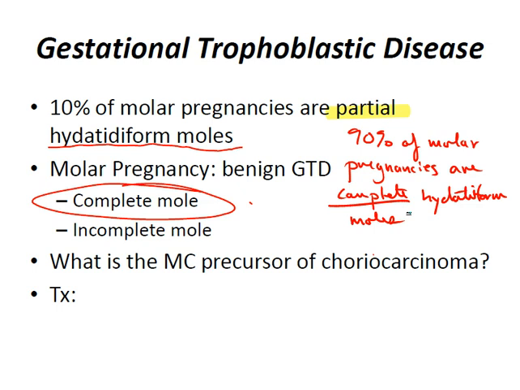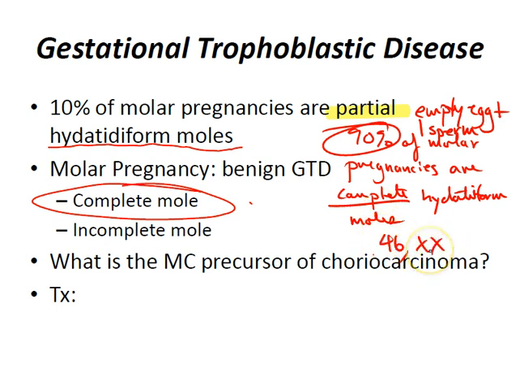90% of complete moles are the result of fertilization of an empty egg by one sperm. Now the product is 46XX, due to duplication of the haploid sperm. Now 10% of complete moles result from the fertilization of an empty egg by two sperm. These products can be either 46XX or 46XY due to dispermy.